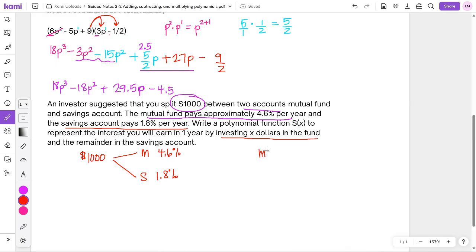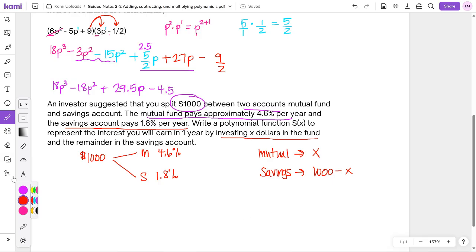So the mutual fund is going to get the x dollars, and then the savings will get, so remember, these two have to add to be 1,000. So in the savings, it'll be 1,000 minus whatever was in the mutual fund. So if we put $800 in the mutual fund, the savings would have 1,000 minus 800, which would be 200. So that's what's going into both of those.